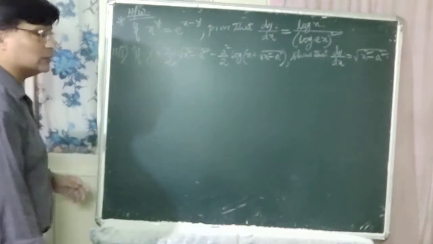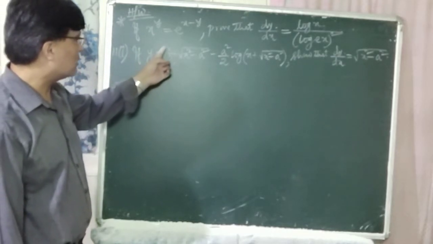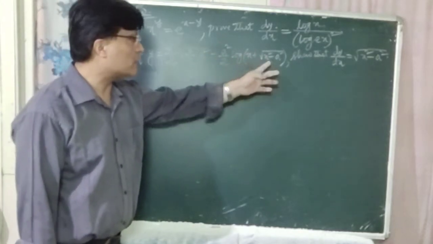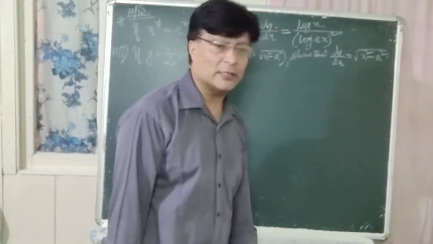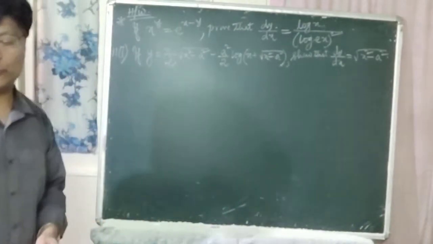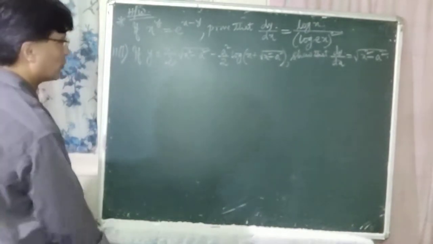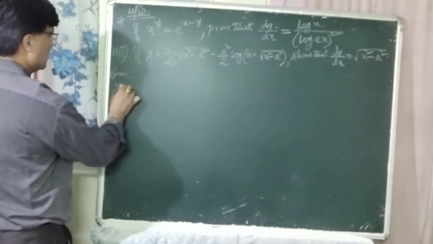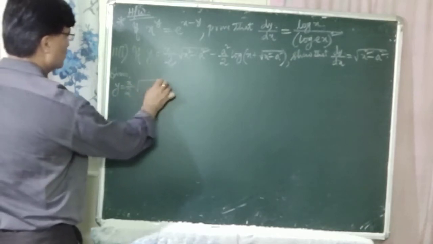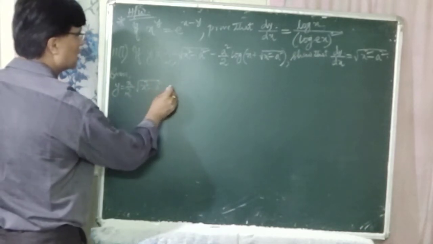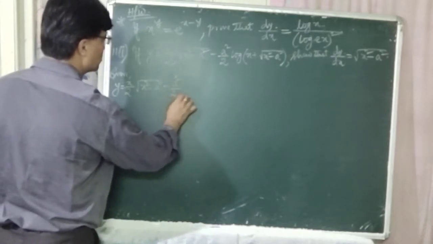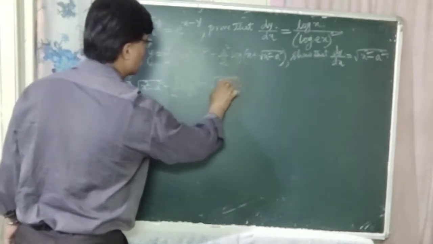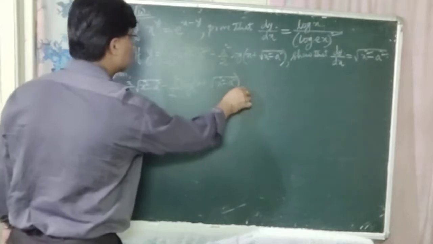Okay? So let's do question number 11.1. So what is given out here? It is given if y is equal to x by 2 root under x square minus a square by 2 log of x plus root under x square minus a square, so that you have to prove that dy by dx is equal to root over x square minus a square. So let us write down the given. Your given is y is equal to x by 2 root over x square minus a square, a square by 2 is constant here, log of within bracket x plus root over x square minus a square.